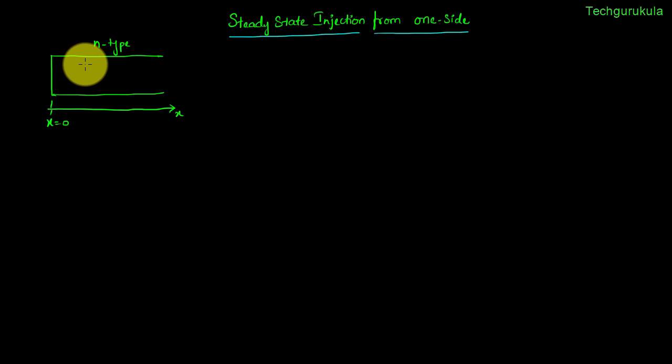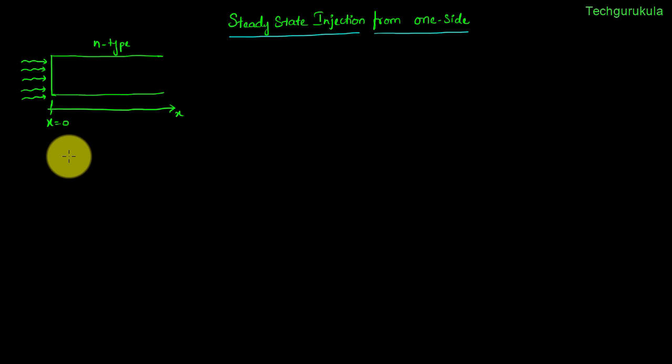And to have this steady state injection, let me take at x equal to 0, we want the injection to be present for our analysis. So in order to have it, let me illuminate this side with light so that at this side of the semiconductor, we would have electron hole pairs generated. And let me take another assumption that this light doesn't penetrate into the semiconductor, which means it generates the electron hole pairs only at the surface or at this side of the N-type semiconductor.